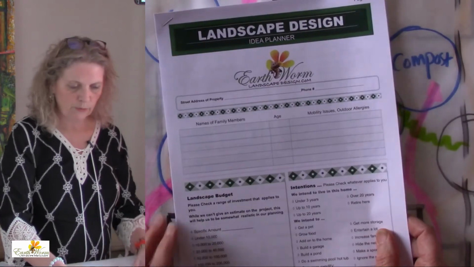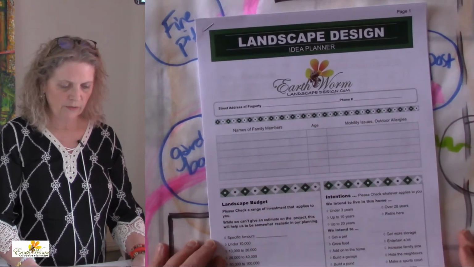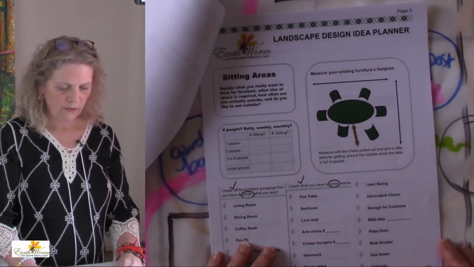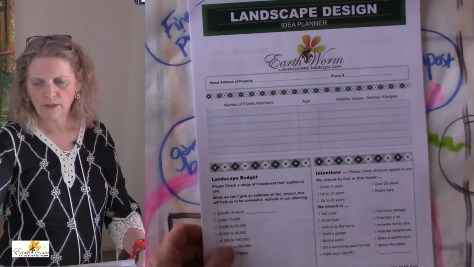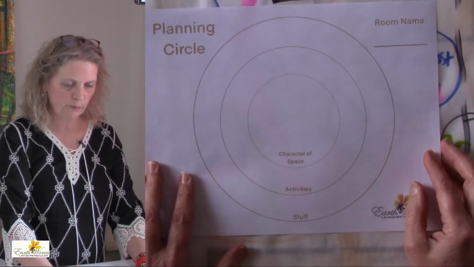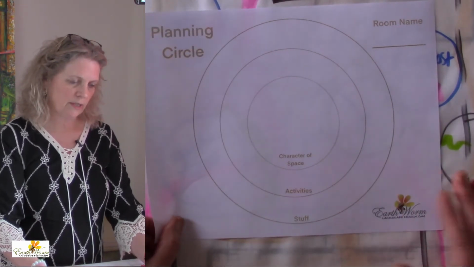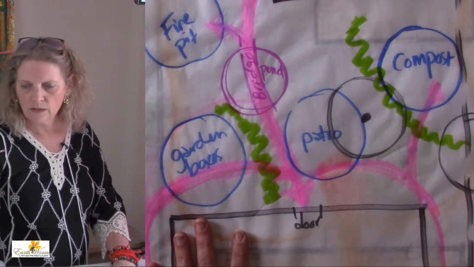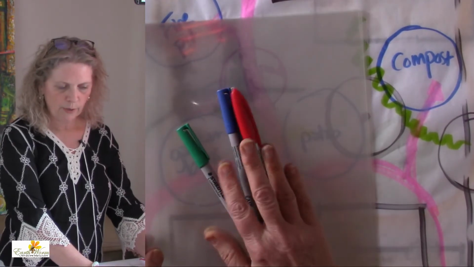So I'm going to get you to print off your landscape design idea planner and start to fill in all of the things on the different pages, all of these details of what is going on and the things that you'd love to have. And we'll be looking at a planning circle, which takes the information from that idea planner and puts it onto a grid or a series of circles as a way of organizing what we're going to be putting into our rooms. So other than that, we'll be using some transparency film again and some markers.